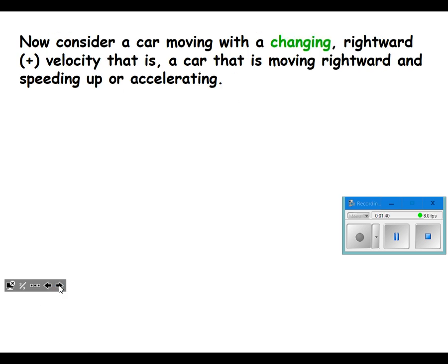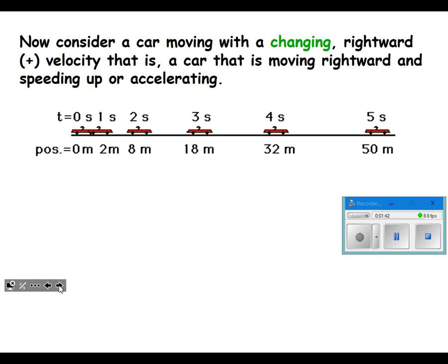Now let's consider, though, a car that's moving with a changing rightward velocity. Okay, it's a positive velocity because it's going forward, but now it's changing. After 1 second, it's gone 2 meters.